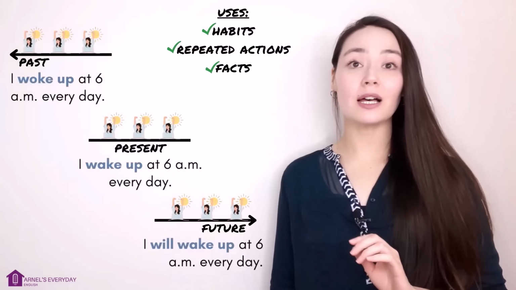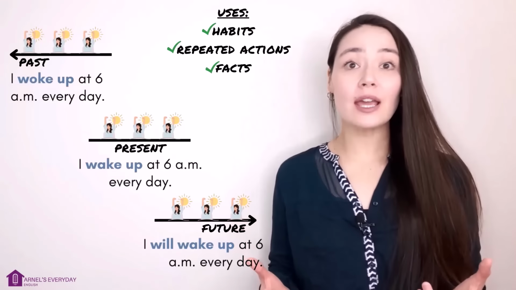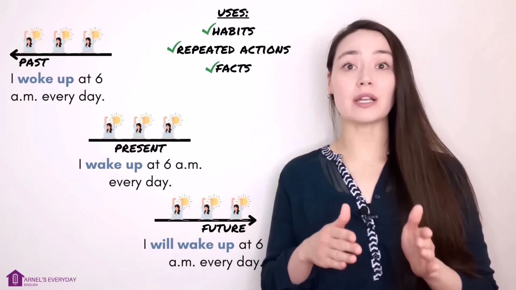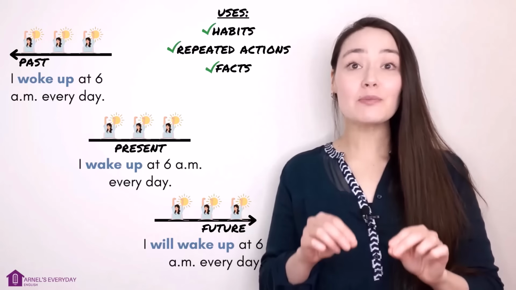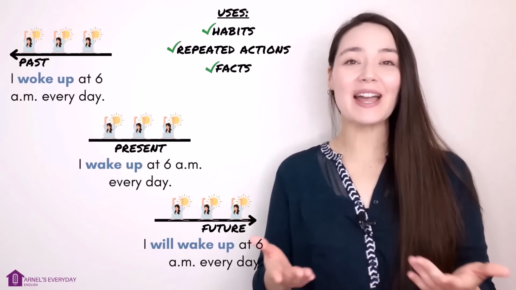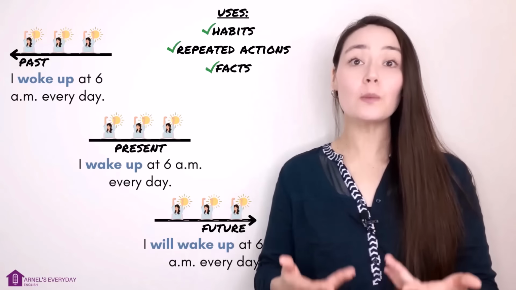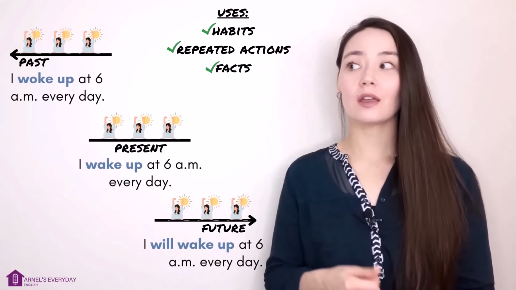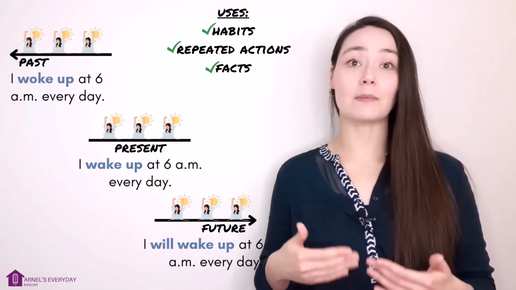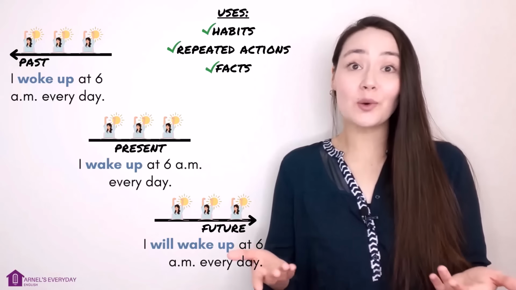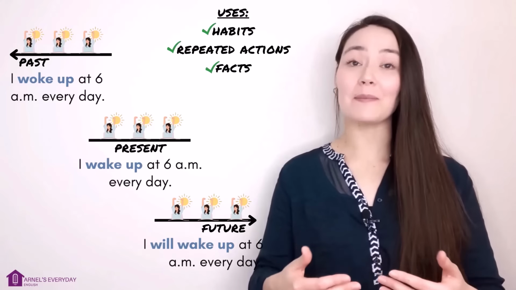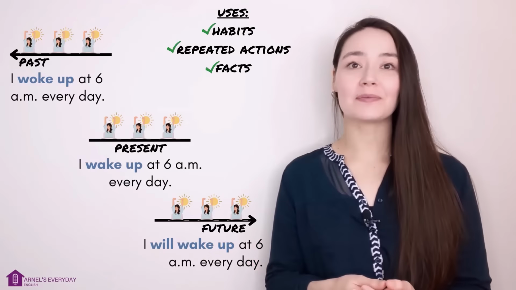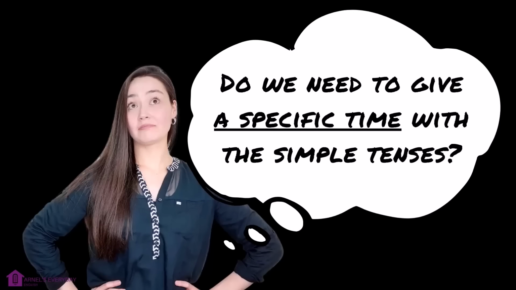Look at my timelines. The actions are the same, but they are either in the present, the past, or the future. Now in the present, I wake up at 6 a.m. every day. This is normal for me. I woke up at 6 a.m. every day. It was normal for me. Future, I will wake up at 6 a.m. every day. Do we need to give a specific time with the simple tenses?